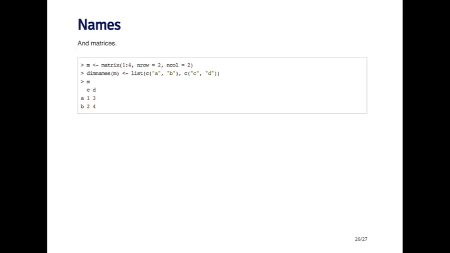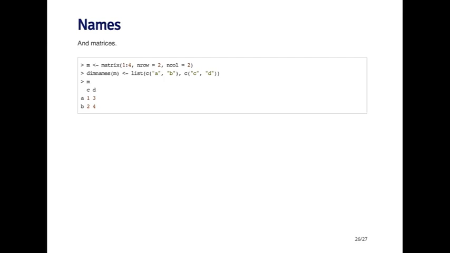Finally, matrices can have names. These are called dim names. So here I've created a matrix from the sequence 1 to 4. It's a 2 by 2 matrix. And when I use the dimnames function, I assign it a list where the first element of the list is the vector of row names, and the second element of the list is a vector of column names.